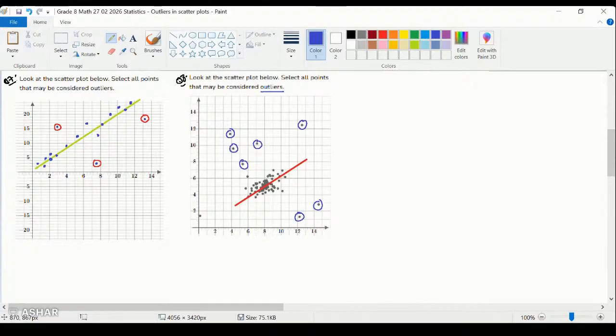Agreed? I'm not considering this point as an outlier because this is nearer. Any point which is nearer to the line satisfies the line of best fit. But the points which are further away will be outliers. Okay? In this topic, we are just identifying the outliers. We are not processing the data.